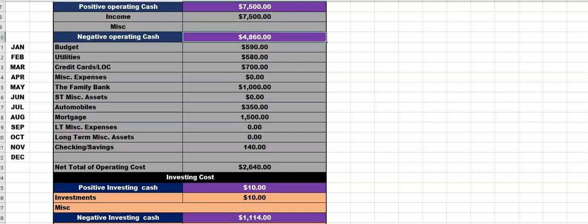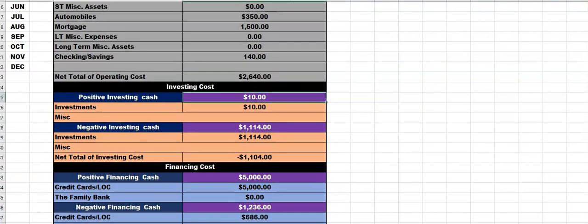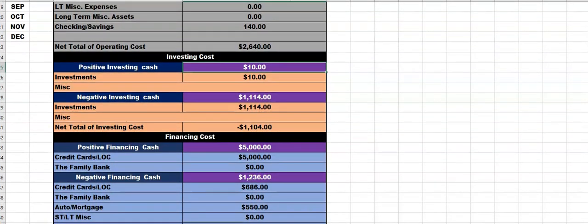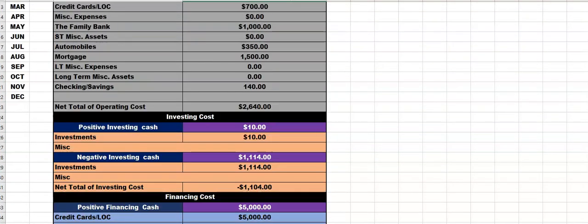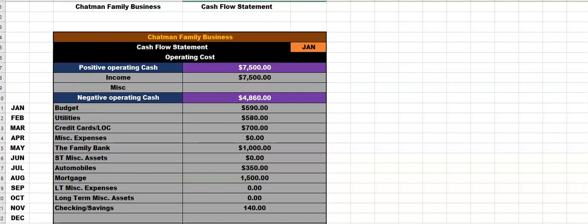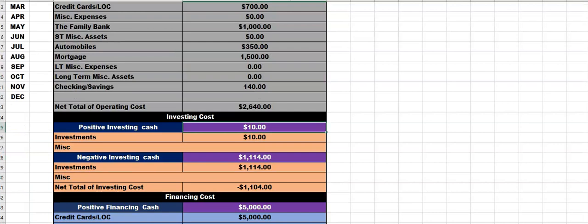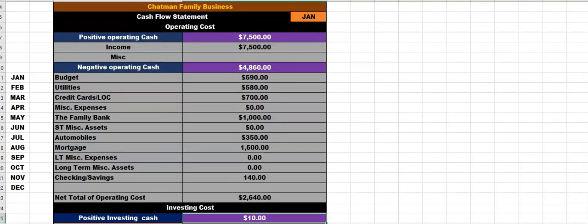So it cost us $4,860 in operating cash. We had $10 coming in from dividends, that's investments, and then we had financing of $1,236. So looking at this, we had $7,510 total. Okay, so looking at that, we can see that 590 went to the budget, utilities 580, we spent 700 on credit cards, and this operating cash, that's $700 that went to principal on the credit cards.